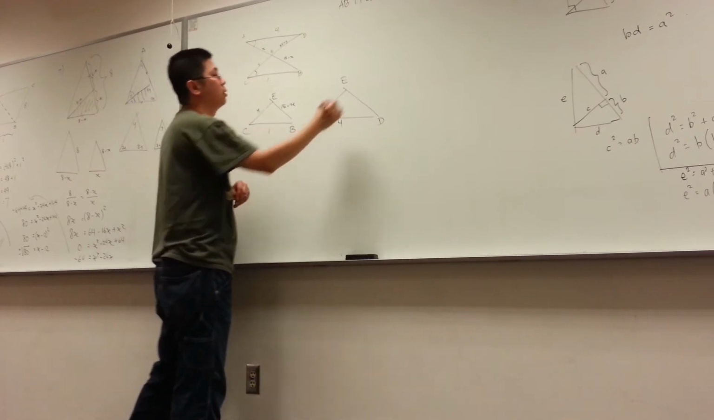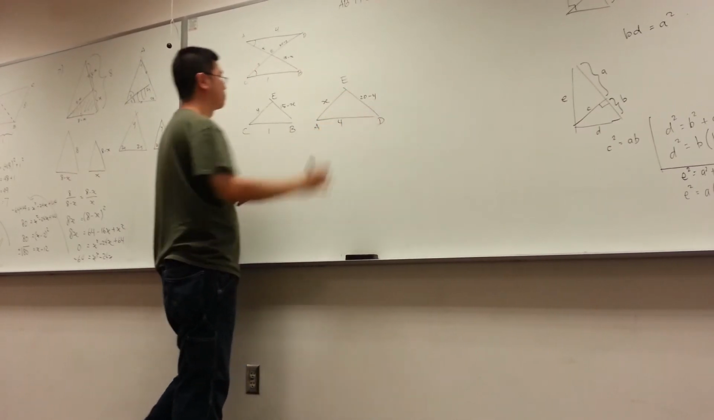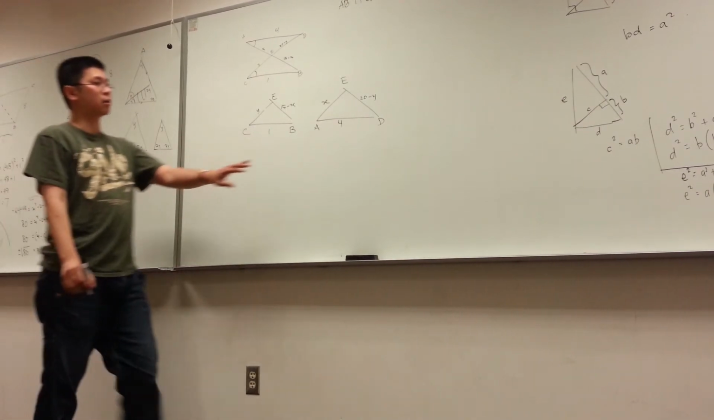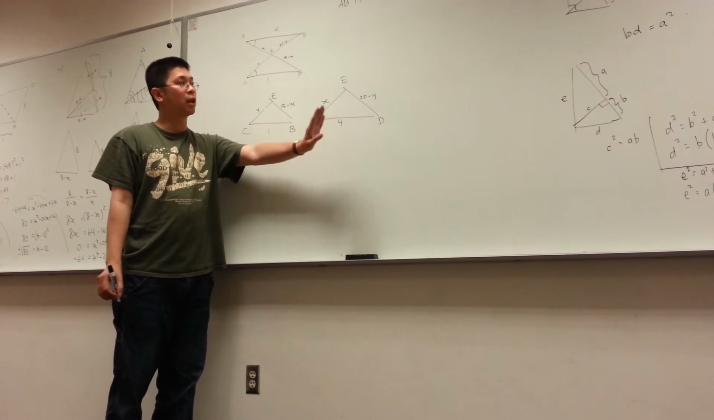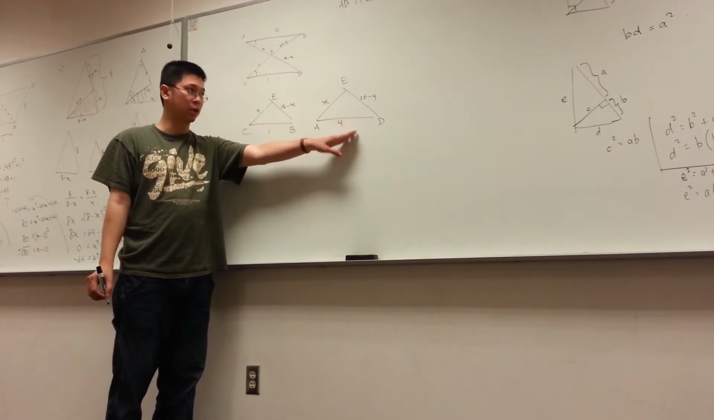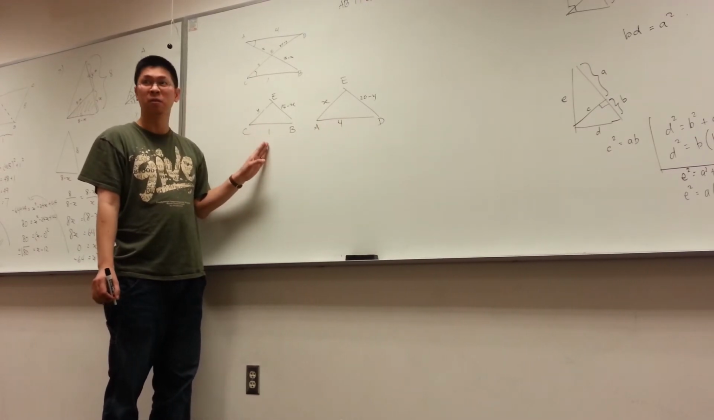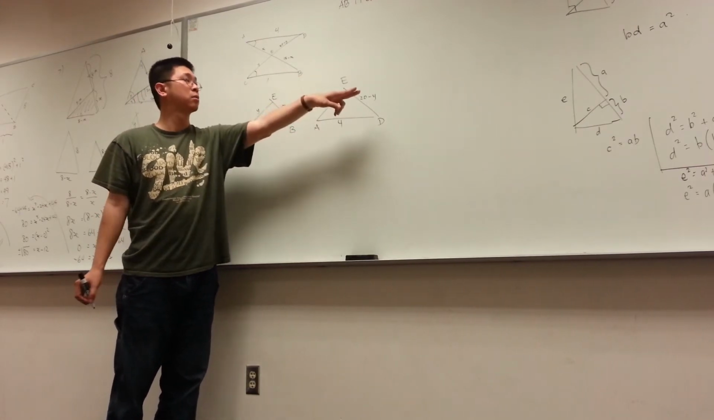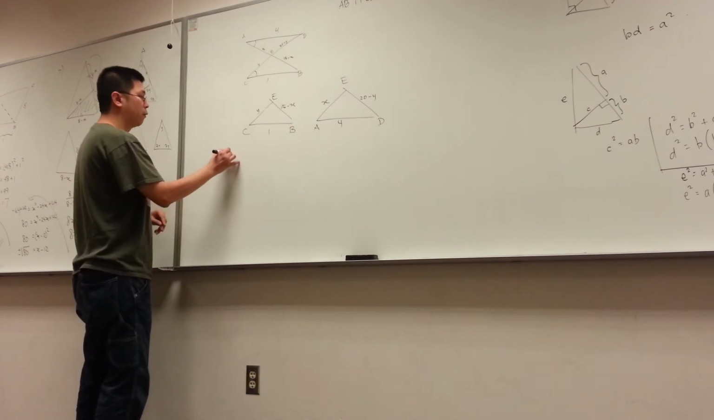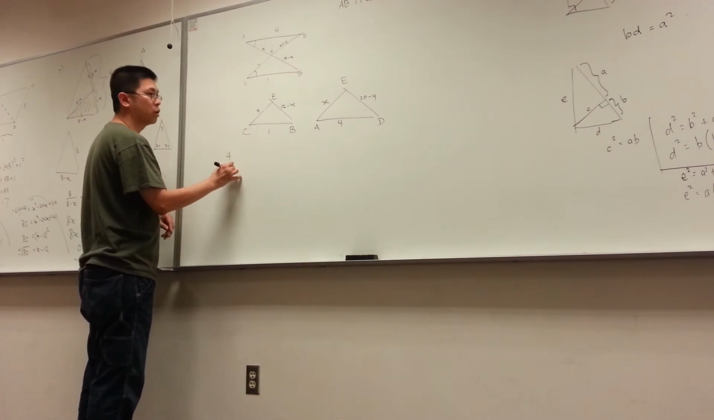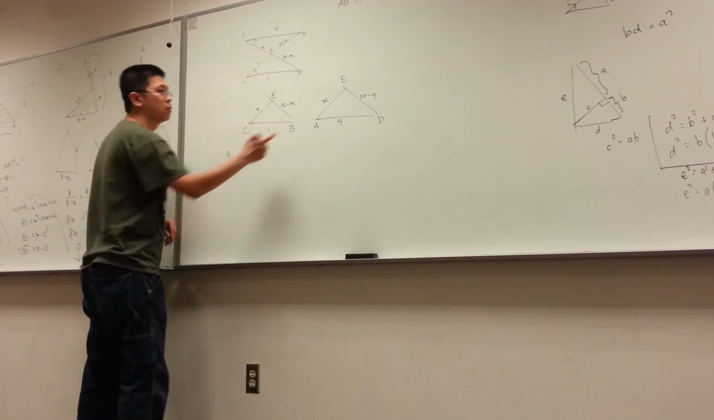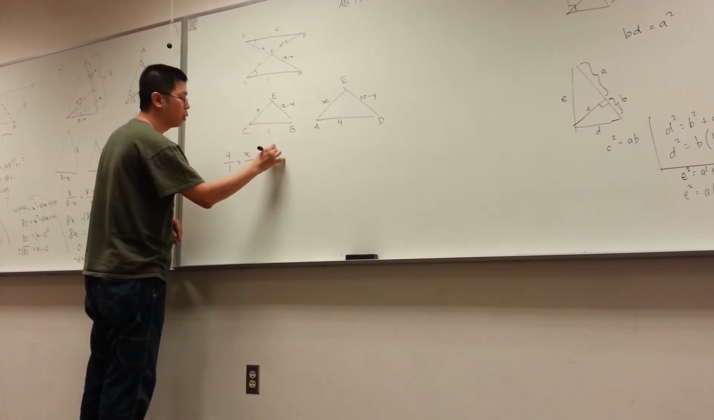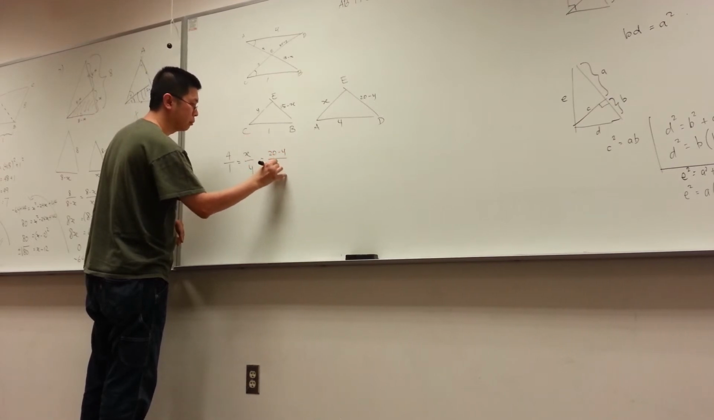This is y, this is 20 minus y. Now, notice that all the sides of this triangle are 4 times the length of the sides of this triangle. 4 to 1, x over y, this over that. So, 4 to 1, or should I do 1 to 4? 4 to 1 equals x over y equals 20 minus y over 15 minus x.